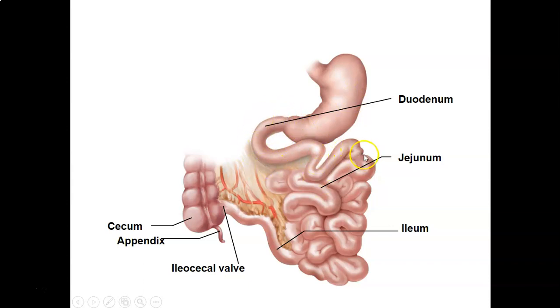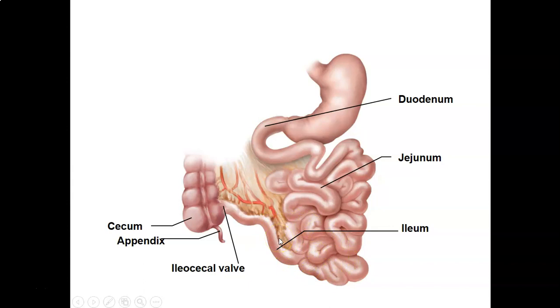Then the whole middle portion of the small intestine is called the jejunum. So it's pretty much this whole area here, which is the jejunum. And then close to the end of the small intestine, it's called the ileum.